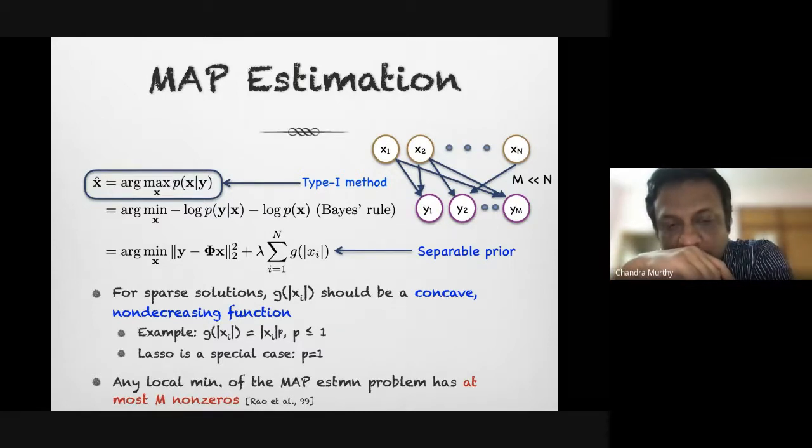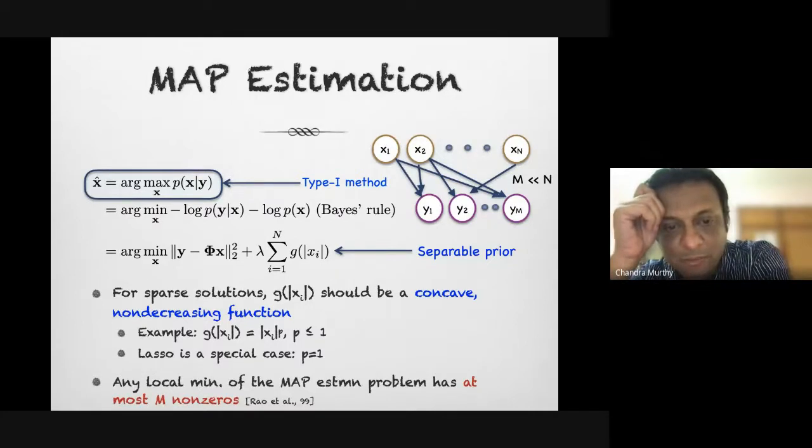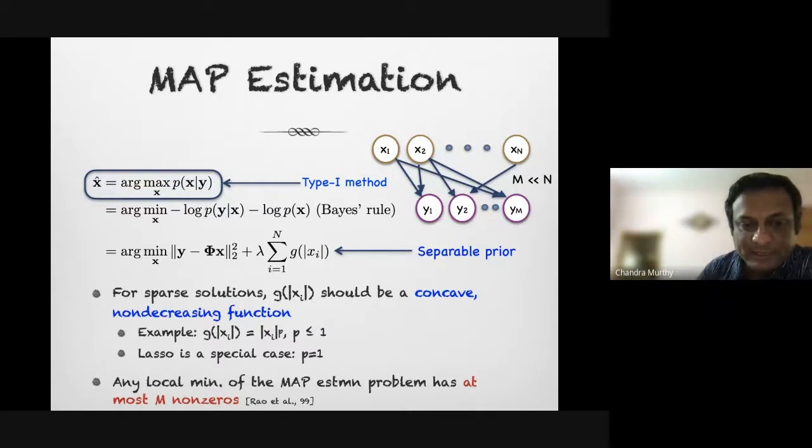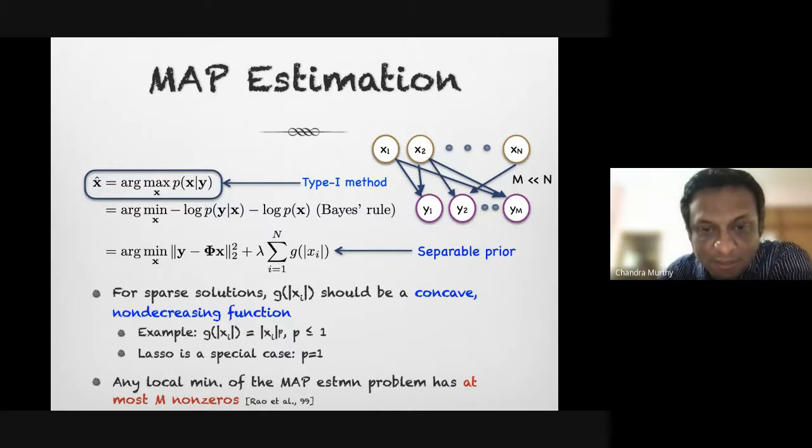So if you want sparse solutions, g of x should be a concave non-decreasing function of x. And examples are like g of x equals mod x raised to the power p, where p is any number which is less than or equal to 1. And if it satisfies these properties, then you can show that any minimizer of this MAP estimation problem will have at most m non-zero entries. So you're guaranteed to get sparse solutions.